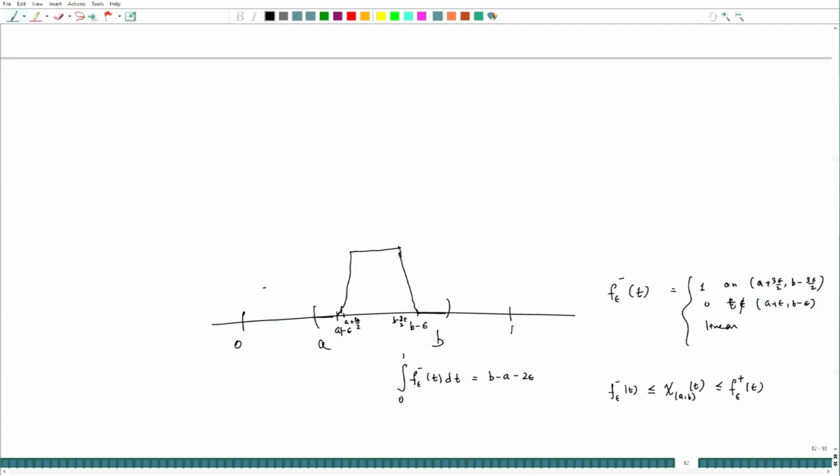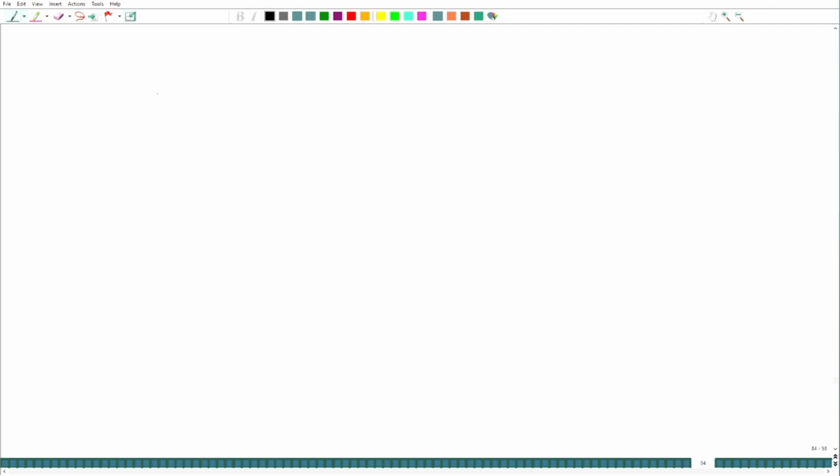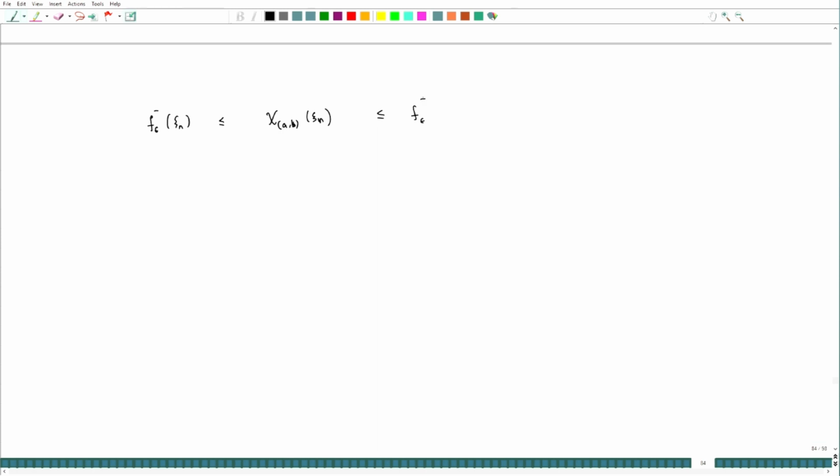Hence, what do we get from this? Therefore, f epsilon minus of xi n is less than or equal to chi of a b of xi n, which is less than or equal to f epsilon plus of xi n. Therefore, the summation over n from 1 to n is less than or equal to the summation from 1 to n.